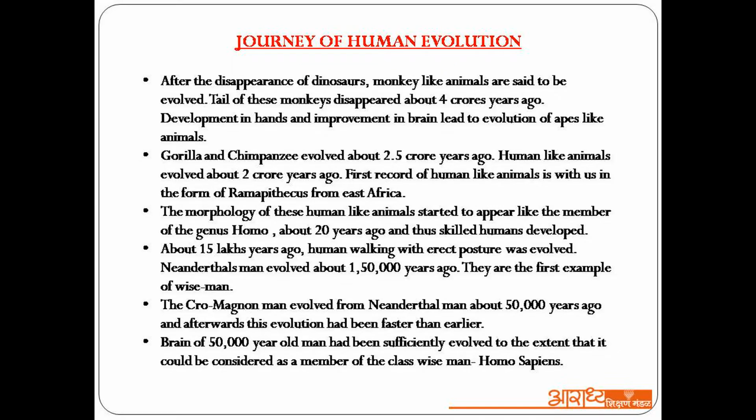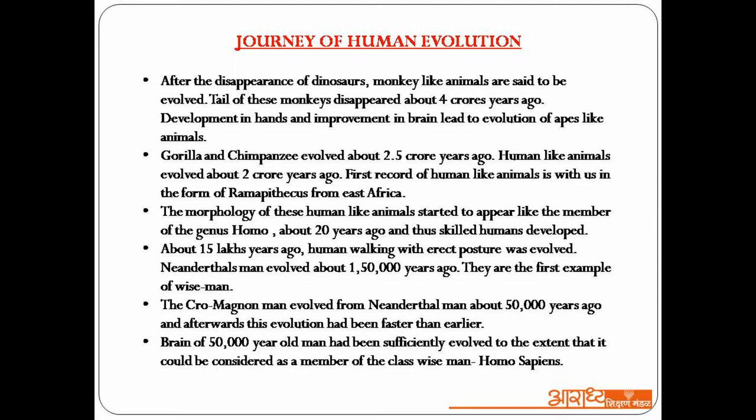Journey of human evolution. After the disappearance of dinosaurs, monkey-like animals are said to have evolved. The tail of these monkeys disappeared about 4 crore years ago. Development in hands and improvement in the brain led to the evolution of ape-like animals. Gorilla and chimpanzee evolved about 2.5 crore years ago. Human-like animals evolved about 2 crore years ago.